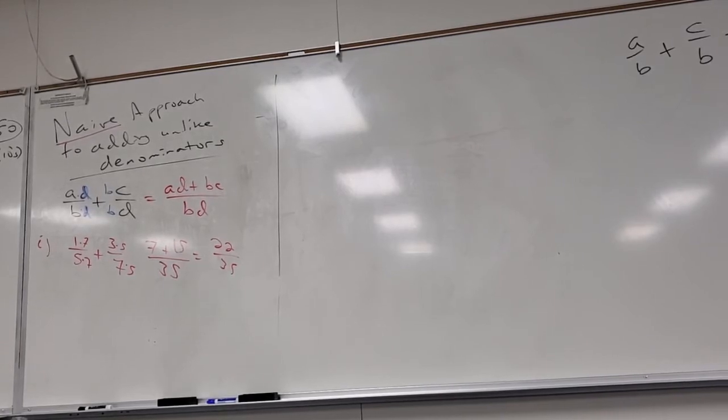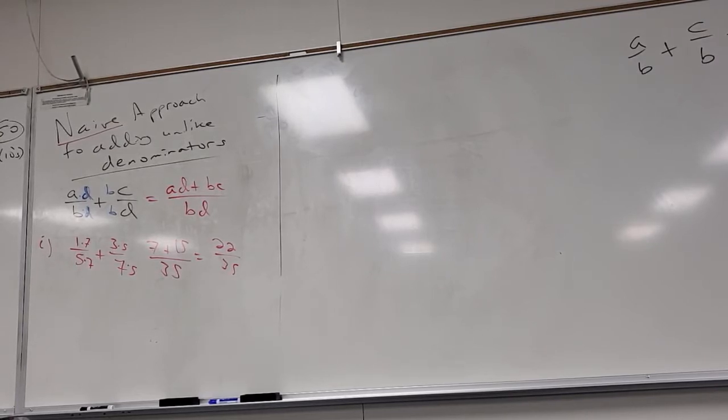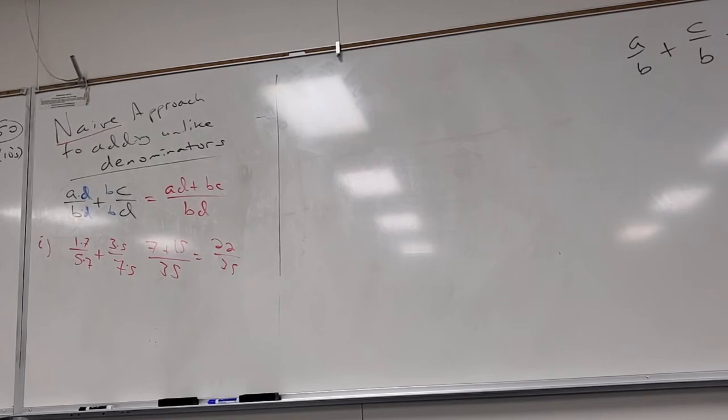So we got associative, commutative, and identity property, zero. I love it. Distributive. Closure, I like it, right? When you add two whole numbers, it's still a whole number.